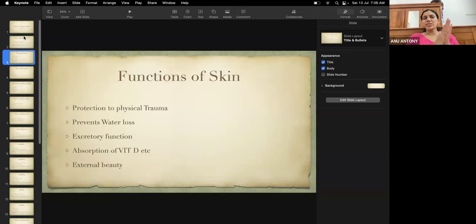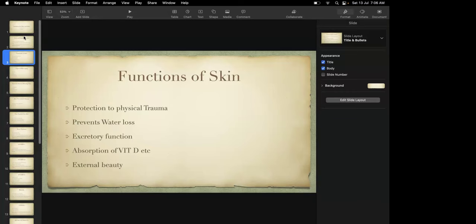Now, basic functions of skin. It protects against physical trauma, especially bruises and cuts. You can see sometimes there will be a bluish discoloration in the skin without any injury. That is something which we attribute to less vitamin C, maybe, or any other vitamin being low. That's why we are getting a sudden bluish discoloration.